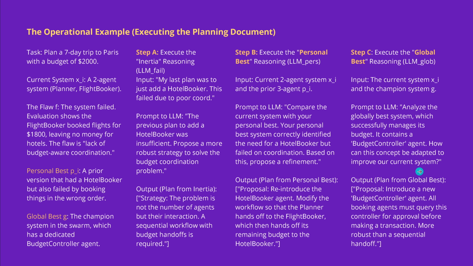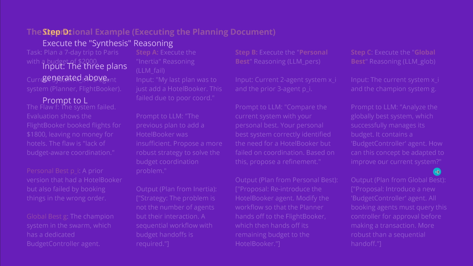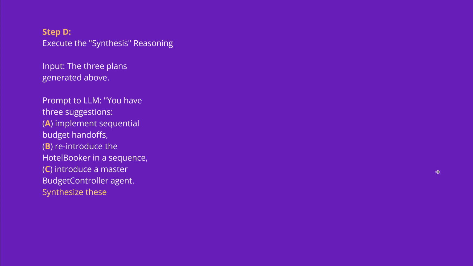The output here from the global best is now the plan. Introduce a new budget controller agent. You have seen somewhere this works. So all the booking agents must query this controller for approval before making a transaction. How beautiful is this? And then the synthesis. All the reasoning comes together.